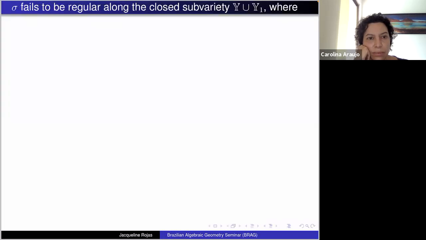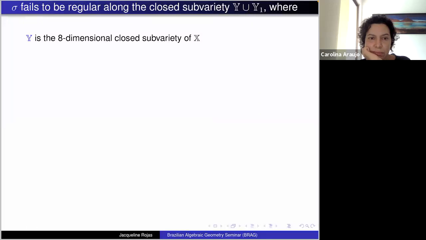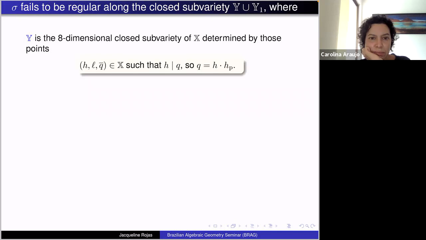And we observe that this map will not be regular along the union of two smooth varieties. I am going to comment now why. The first, Y, is an eight-dimensional closed subvariety of X, determined by the condition that Q is divisible by H. So Q is H times H prime, another linear form. This H prime is a linear form.